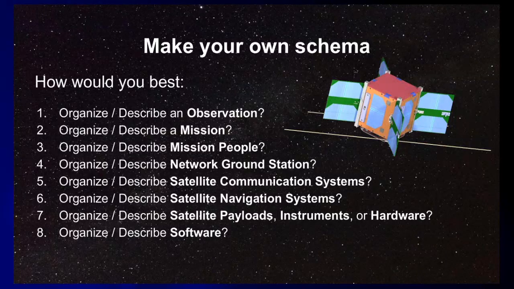We break up into different sections, actually 8 sections, where people are defining schemas and metadata for different topics: observation, the first, mission people, network ground stations, satellite communication systems, satellite navigation systems, satellite payloads, instruments or hardware, and software.